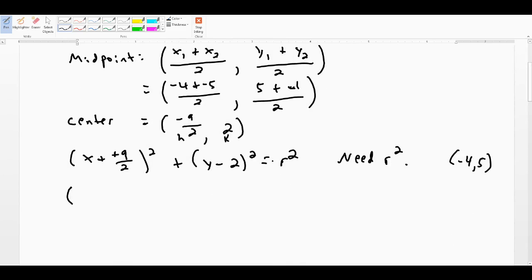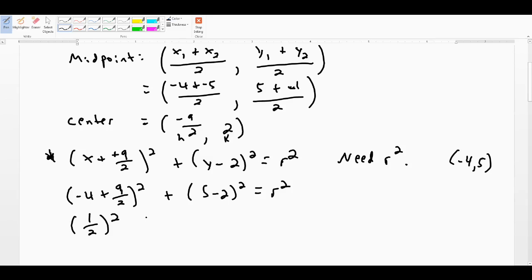So I'm going to substitute -4 into the x. I don't need both plus signs in case you wonder why I'm leaving one out. And then 5 is the y. So remember, we're going to come back and use this. So we're going to find r squared. So -4 plus 9 over 2, it's the same as -8 over 2 plus 9 over 2, which is the same as 1 over 2 squared. And 5 minus 2 is 3 squared equals r squared.